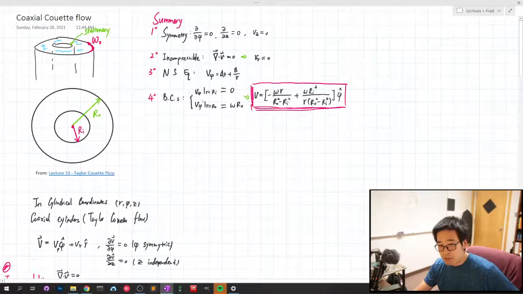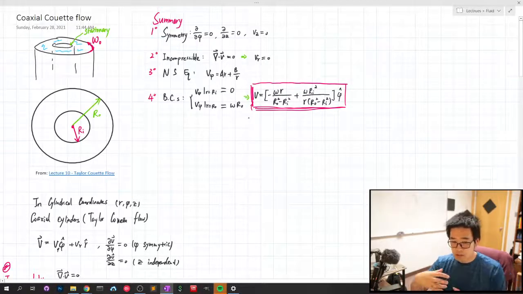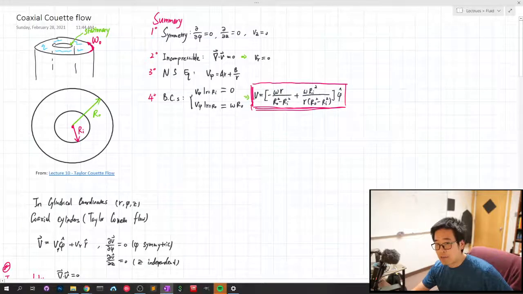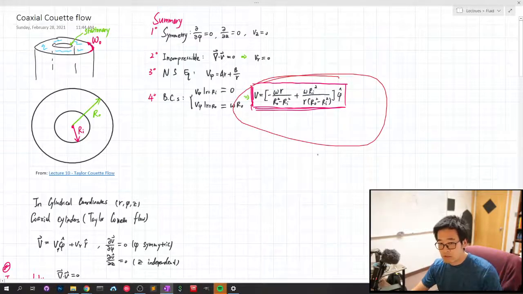Since Vz and Vr are 0, V should be equal to V phi. And we apply two boundary conditions at the outer and inner layer. Basically, it's a no-slip boundary condition. In the inner layer it is 0, and in the outer layer it is the velocity of the surface of the outer tube. After all that calculation, we're left with the final solution of V equals this.